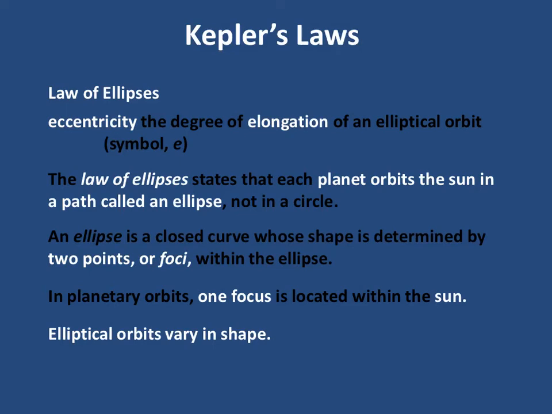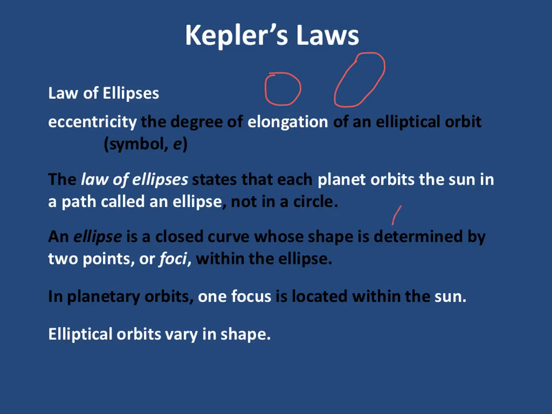An ellipse, if you don't know, is what you get if you took a circle and squished it. If you're doing any pre-calc, at some point you'll learn how to calculate these ellipses with some calculus. But they really are a common path that objects take. The law of ellipses states that each planet orbits the sun in a path called an ellipse, not a circle. So it's a closed curve.